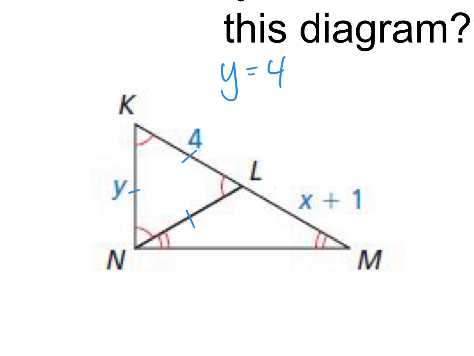How could we find X? Sophia? X plus 1 is equal to 4. How do you know that? Because the base of K and L is congruent to LN on the other triangle. You are right, but your explanation is not. Gio, can you help her out?